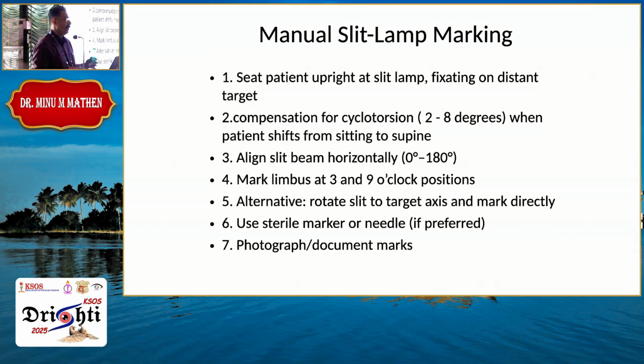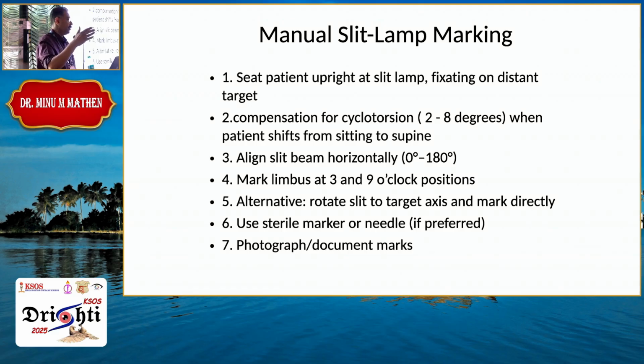So make the patient sit up straight and then fix on a distant target, not to converge. This is for cyclotorsion, and align horizontally. That is the easiest, because that is the most open part. Vertically the lid will always be there, and so you won't always get exposure. And then 3 and 9 is the best to mark.